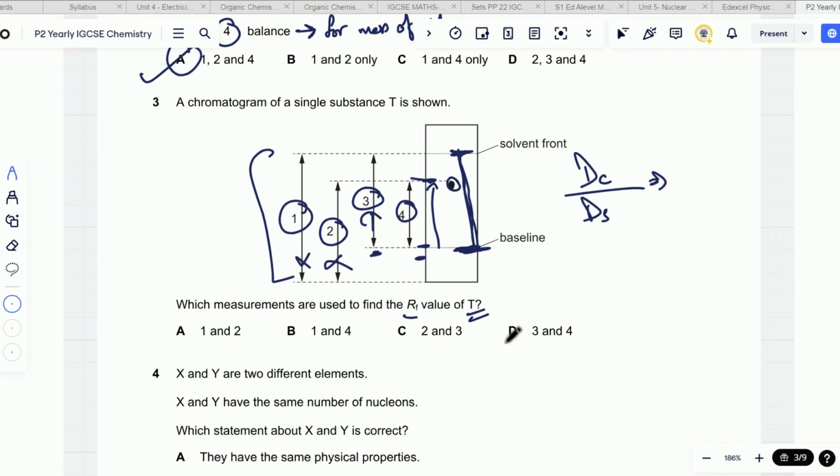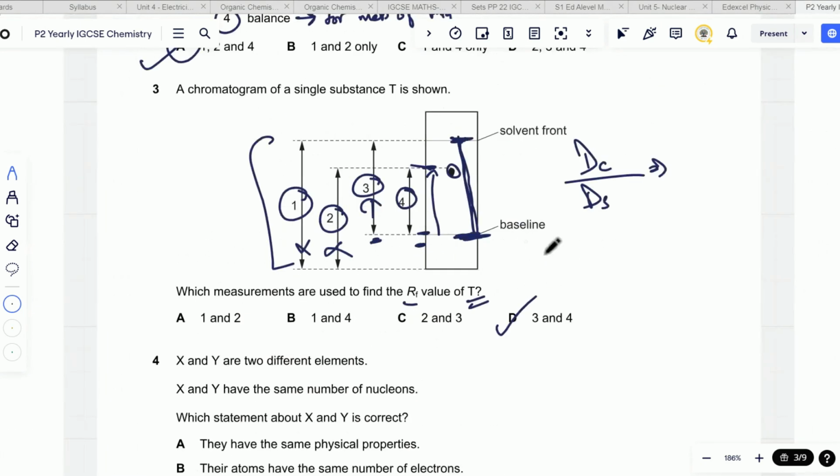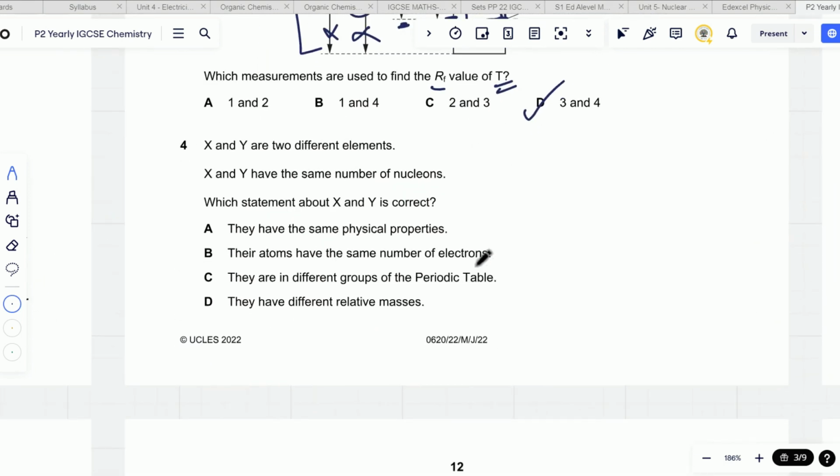So where is 3 and 4? At D? Yeah, very good. So the answer is D. Whenever we are finding the RF value, we need the distance between the solvent front and the baseline and the distance traveled by the dye, from the baseline. Now question number 4. Let's quickly do this one.